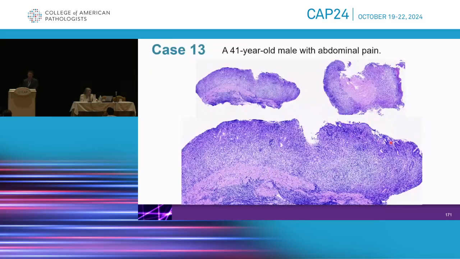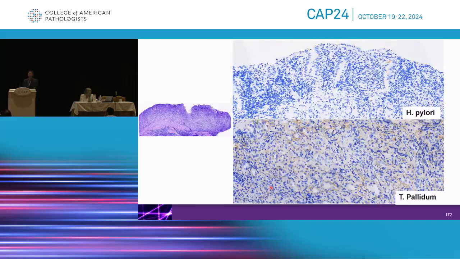Last but not the least, there's a 41-year-old male with abdominal pain who got a gastric biopsy. You can see the stomach is very, very inflamed. And then the inflammation also goes deep into the mucosa. First, it is not lymphoma. I can tell you, they're not lymphoma. Possibly there's severe H. pylori gastritis, and we do H. pylori stain. The stain came back H. pylori positive, but the inflammation is so severe, something else may be happening. And then we added one syphilis stain. You can see the patient has both H. pylori gastritis and syphilis in the stomach.